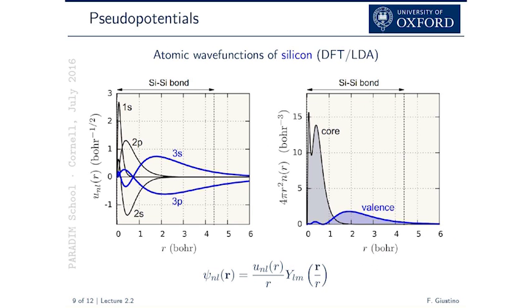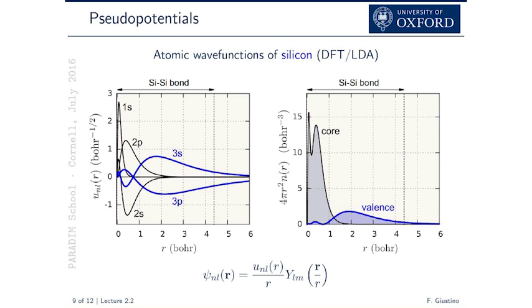So now, let's just see what these core electrons look like. What you see here is the DFT LDA electron wave functions in silicon. So the 1s is this black line. You see it's nodeless and it's very, very localized around the nucleus. If you go to the 2s, the situation gets slightly more complicated because now you have one node. So this black line intercepts 0 here. So there is one node.